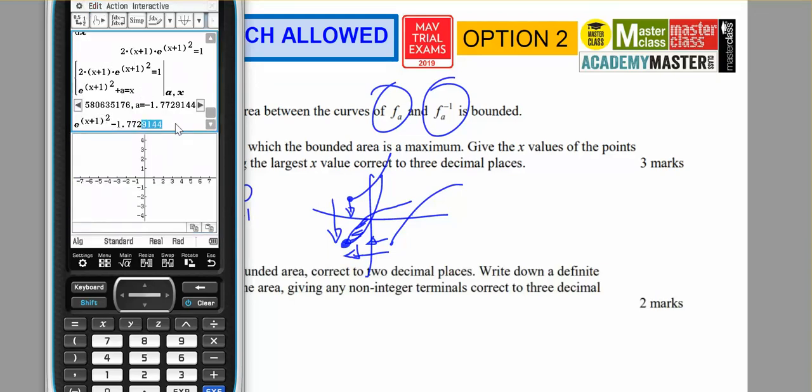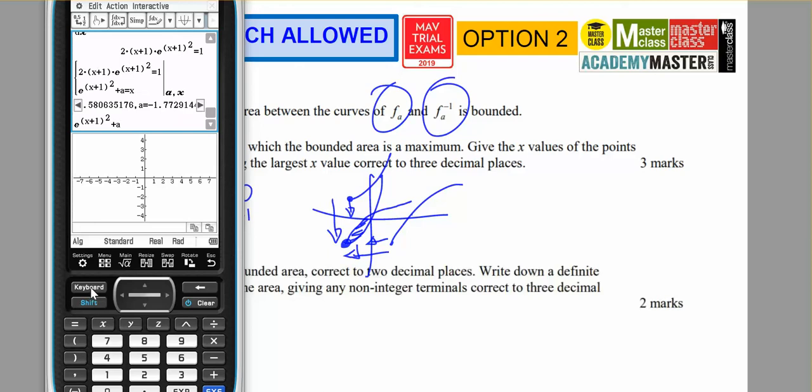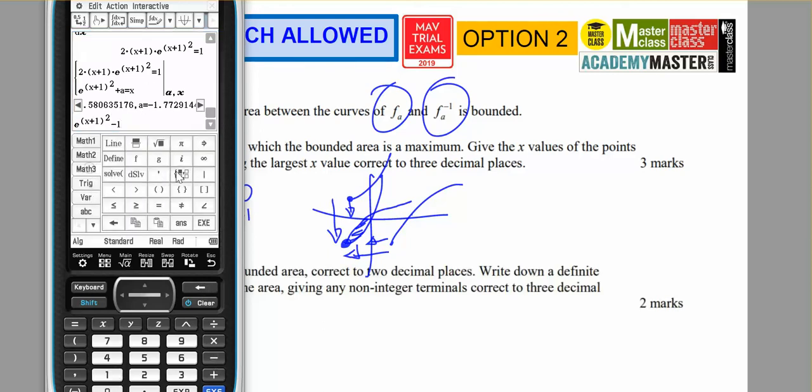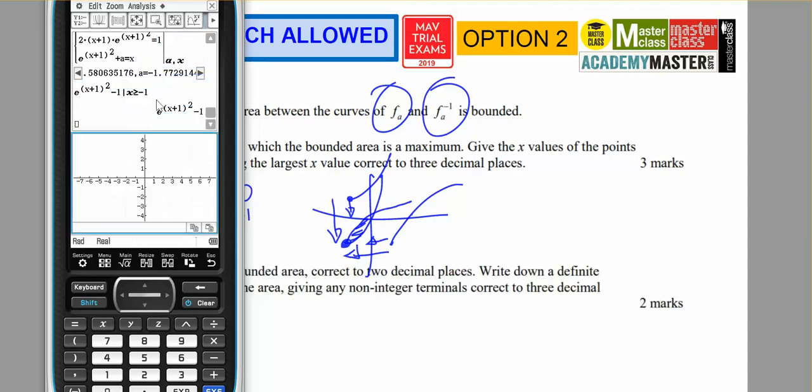So if I have, let's say I get rid of all of that, and I take this, and I made that a -1, given x is bigger than or equal to -1. And I want to put the restriction in there so that when I graph it, it only draws the bit of the graph that I'm interested in. Analysis, sketch, inverse, and there it is there.